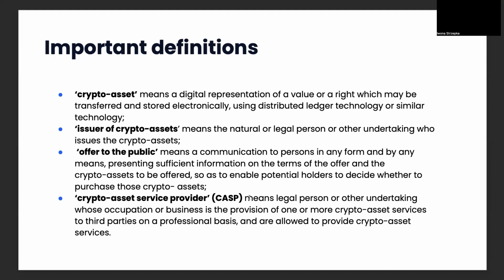And offer to the public means a communication to persons in any form and by any means, presenting sufficient information on the terms of the offer and the crypto assets to be offered, so as to enable potential holders to decide whether to purchase those crypto assets or not. And finally, crypto asset service provider, also known as CASP, very important to our today's session, means a legal person or other undertaking whose occupation or business is the provision of one or more crypto asset services to third parties on a professional basis and that is allowed to provide crypto asset services.